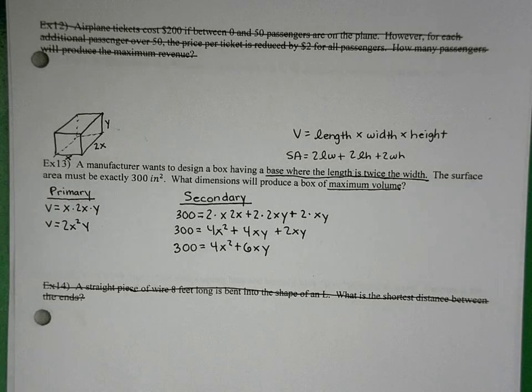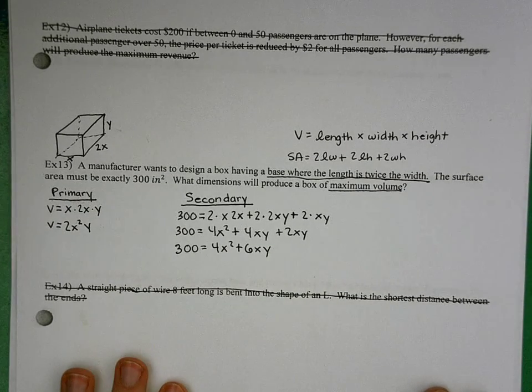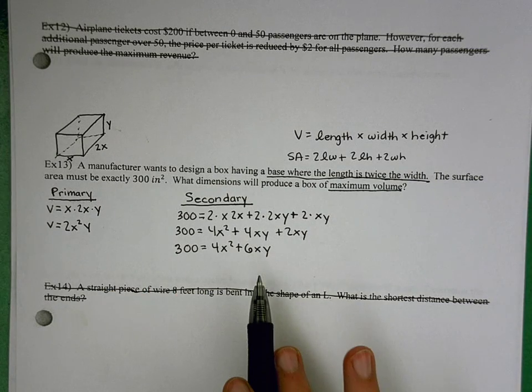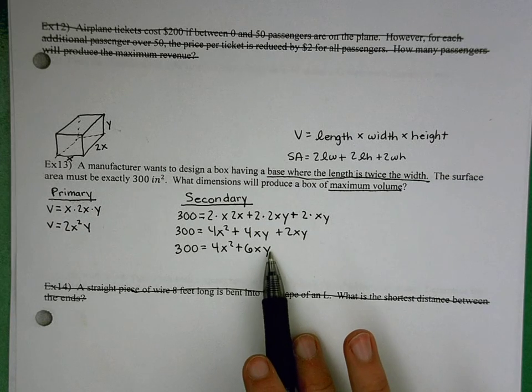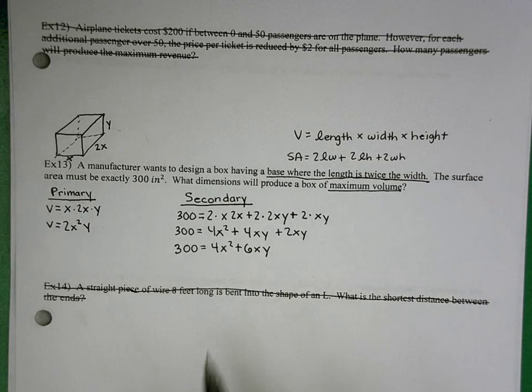Okay, so now that we've got our primary and our secondary, we're on to our next step, which is to substitute something into my primary equation to get this in terms of one variable. I'm going to choose to solve for y in this case because I noticed looking at it that y is all by itself over here. There's only one y as opposed to two x's, right? And so y seems simpler.